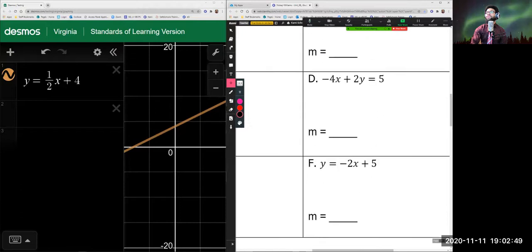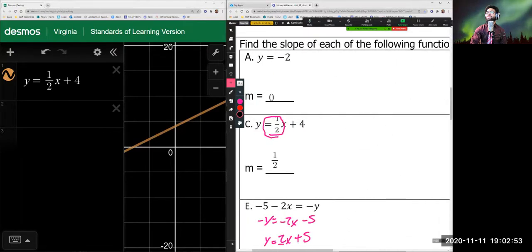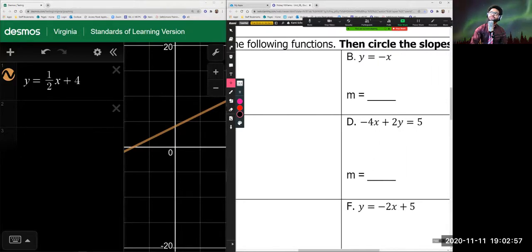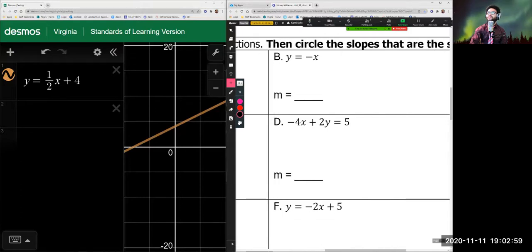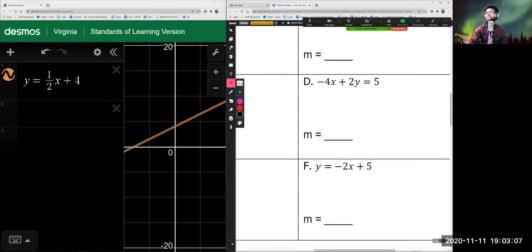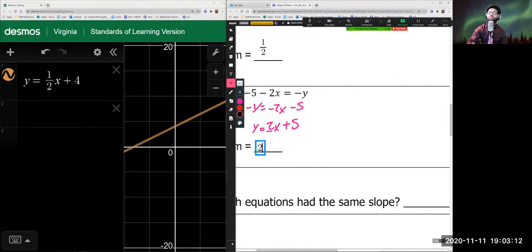You all can do B, D, and F on your own after I went through. I'll do B. Well, what's the coefficient of x on B? That may be confusing, but if you know what the coefficient of x here is, with this negative in front of it, then you can do B. You all do B, D, and F on your own, okay? Which equations have the same slope? Once you finish doing B, D, and F on your own, you'll be able to do that as well.